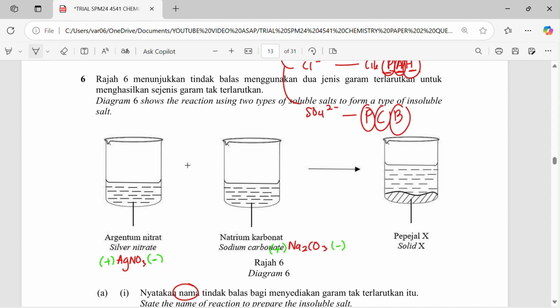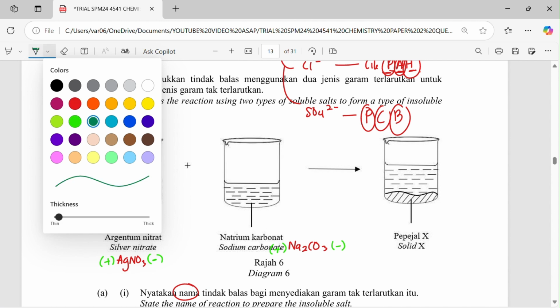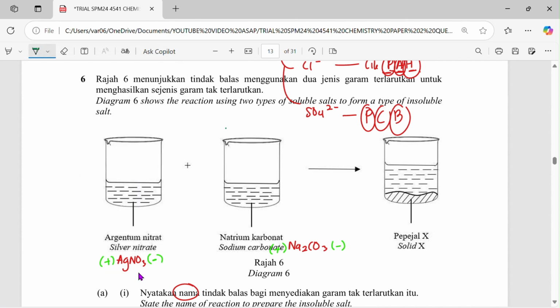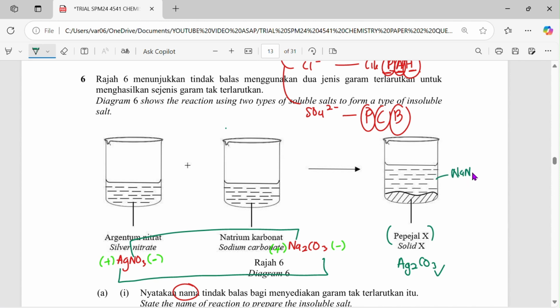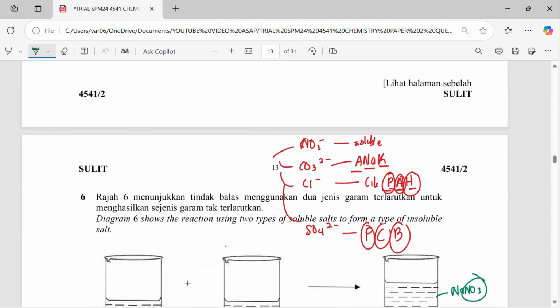So there will be a bond between these two, an electrostatic bond between this positive and negative, positive and negative. So here it will form argentum carbonate. Your pepejal is argentum carbonate, whereas your larutan here is natrium nitrat. As I said, semua jenis garam nitrat larut dalam air. Semua jenis garam karbonat tidak larut dalam air kecuali ammonium, nitrium, kalium.